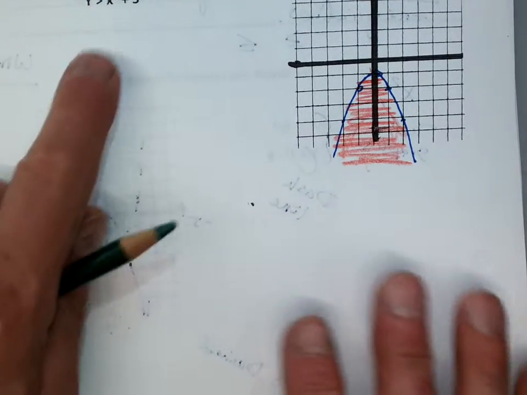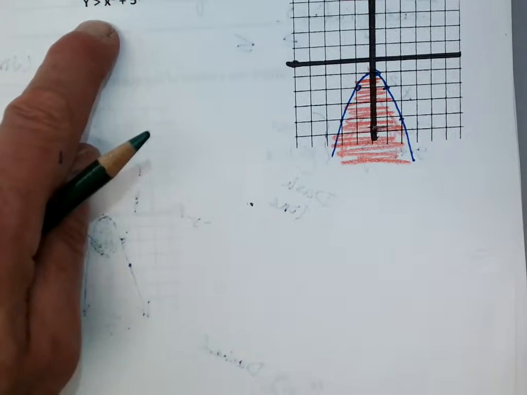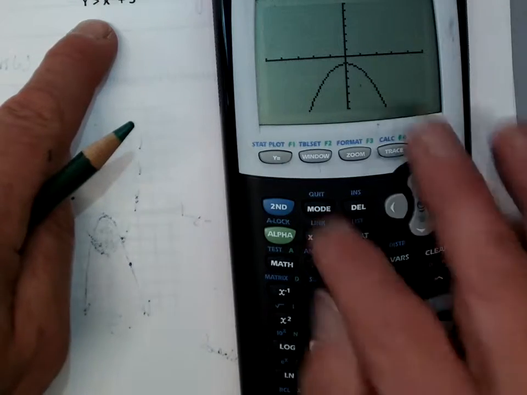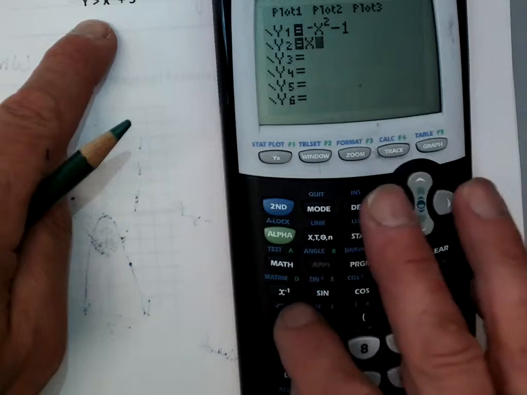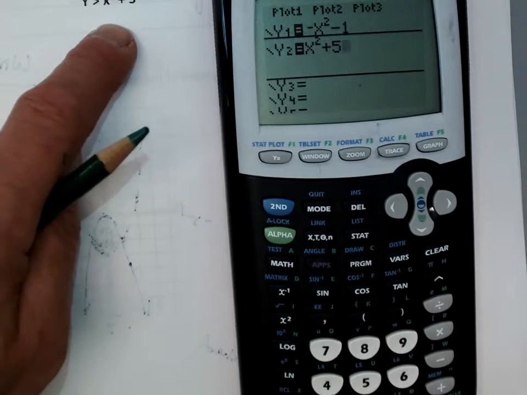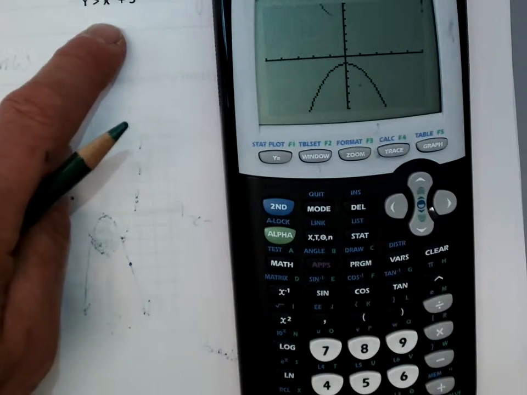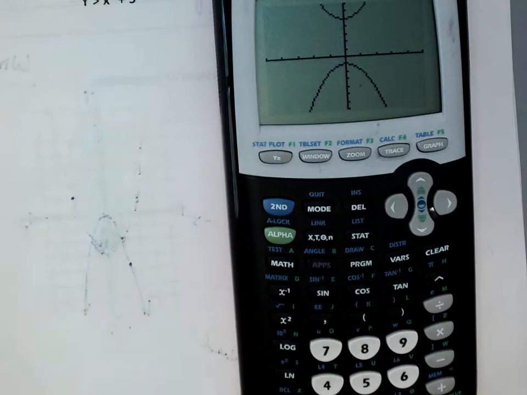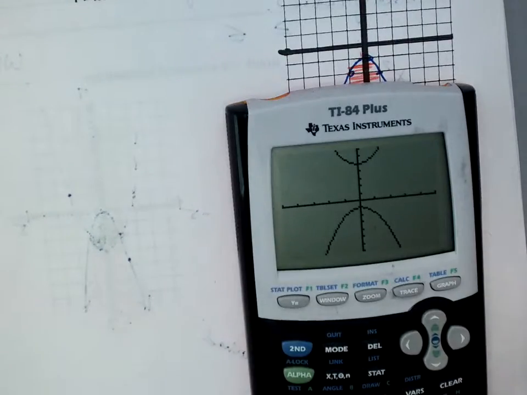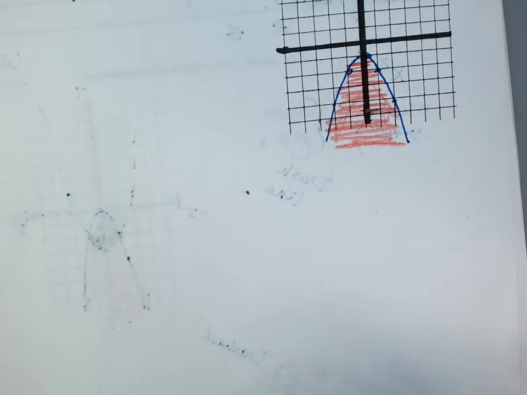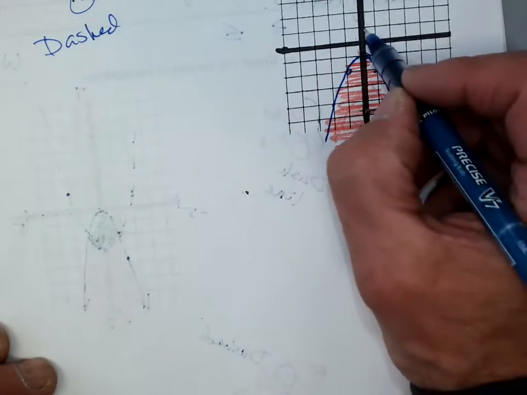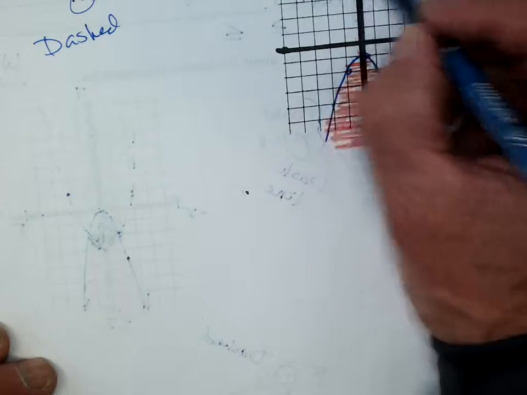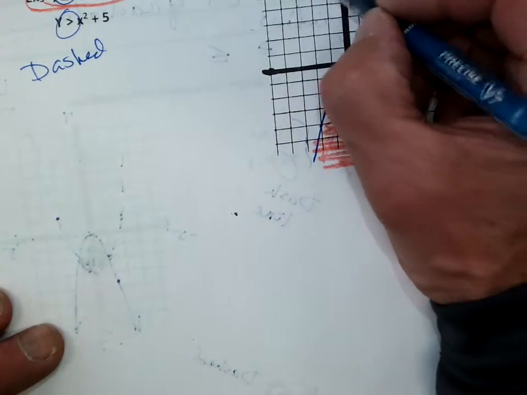Then finally, on the last example, I can let my calculator do it. I can go to y equals and put that one in as x squared plus 5, and graph that one. Below it, a shade above it. You're ahead of me, I like that, Isaac, good job. So I start up at 5, and this one's going to be a dashed line because there's no equal, and it's going to look something like this.